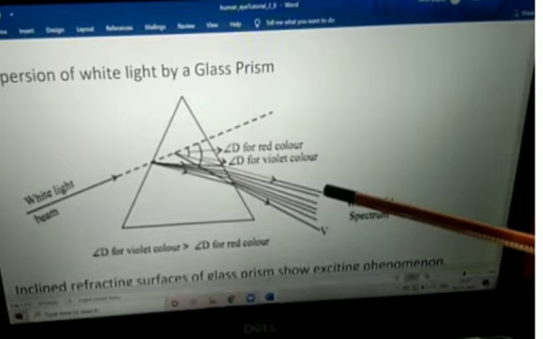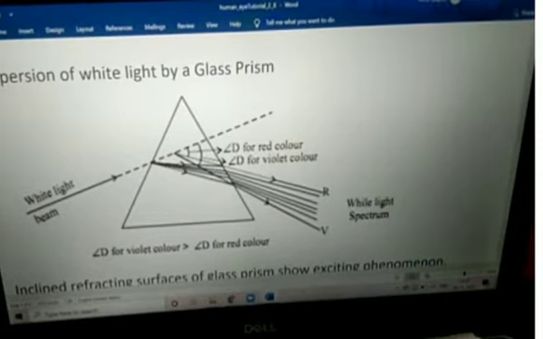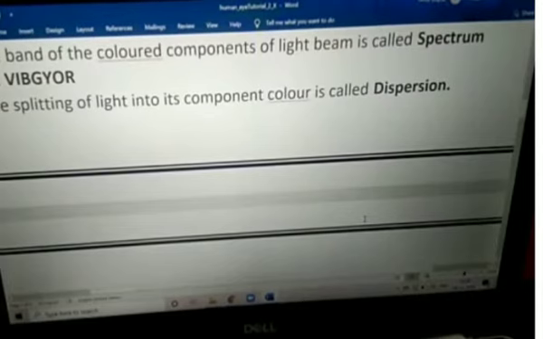These are the 7 different colors of VIBGYOR, that is violet, indigo, then we have, in the first layer is red color and the last layer is violet. So the band of the 7 colors is called the spectrum, and this splitting of the light into its component colors is called dispersion.